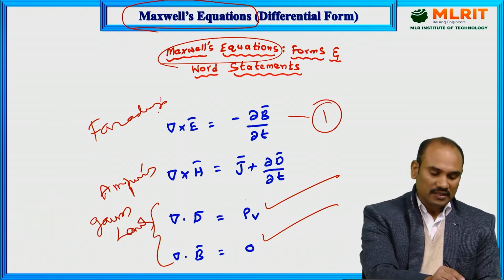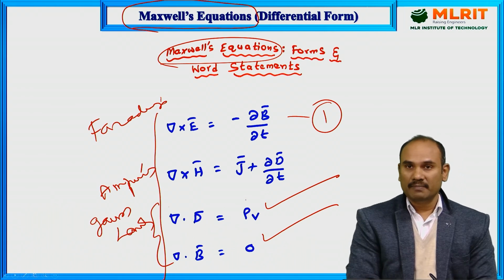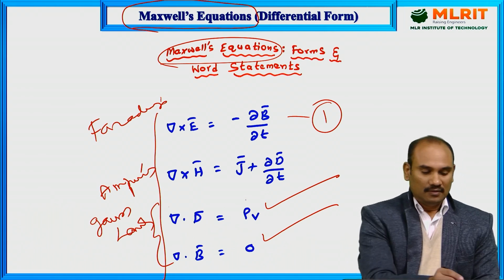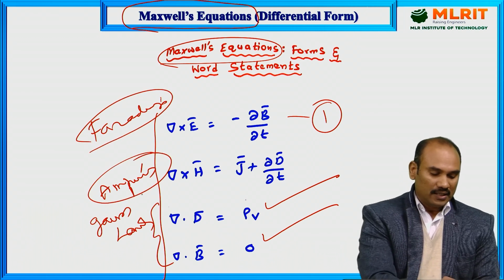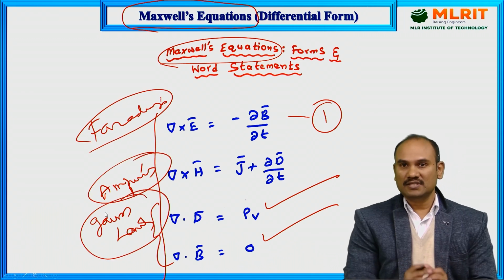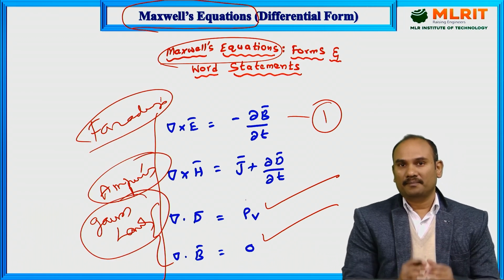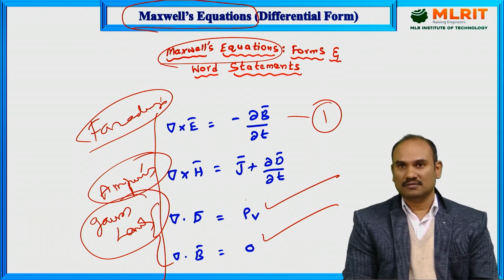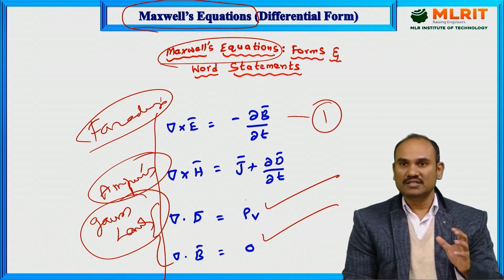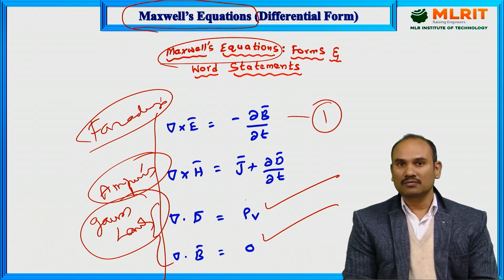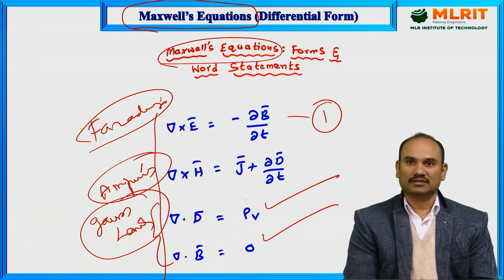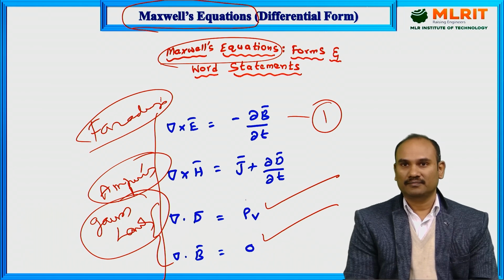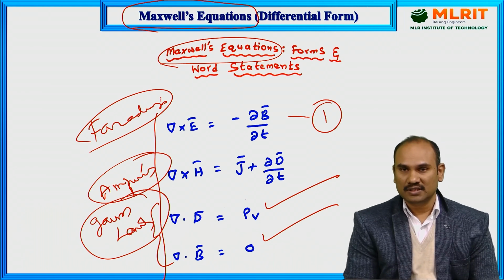but not a single equation has been postulated by Maxwell. Faraday, Ampere and Gauss, these three physicists have made experiments and postulated their own laws, which are Faraday's law, Ampere's law and Gauss law. Maxwell is a person who tried to establish a link among these laws, and he was successful. That's why we are discussing today Maxwell's equations.